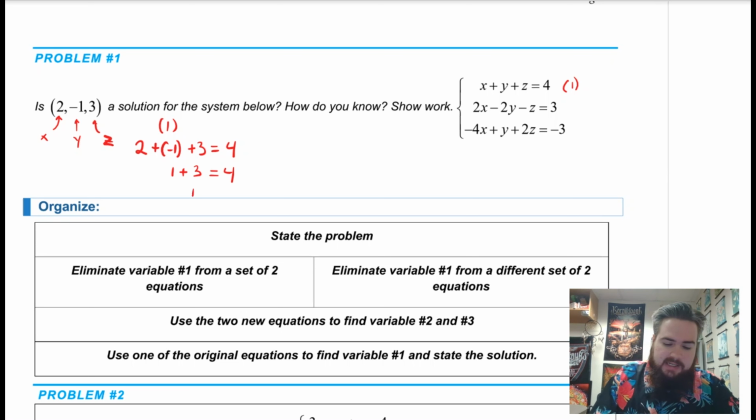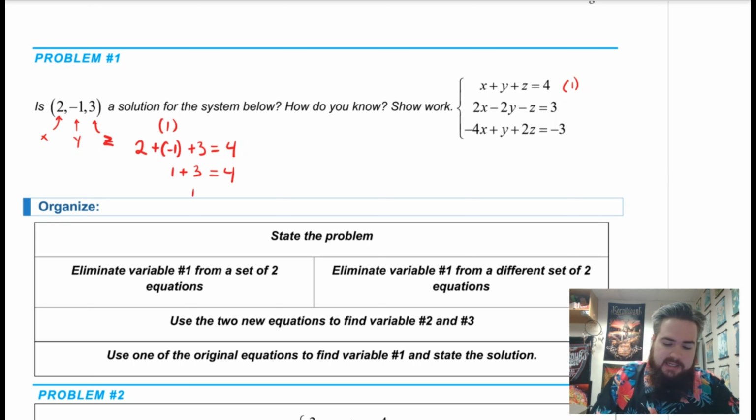Let's check the next one. So I'll call the second one equation 2. It's always good to label these equations. For equation 2, again, I'm going to be plugging in the x, y, and z coordinates that we have here. So 2 times the x coordinate of 2, minus 2y, where the y coordinate is -1, and then minus z, where the z coordinate is 3. We want to show that overall equals 3.